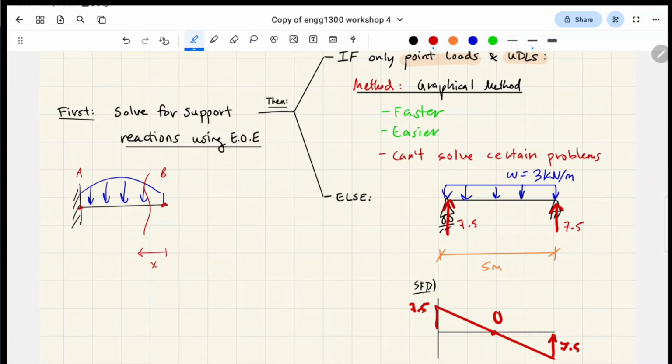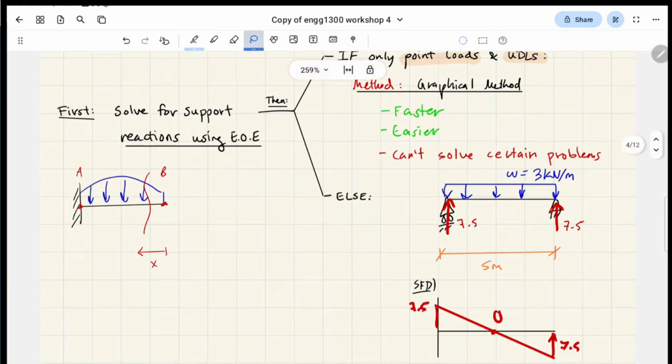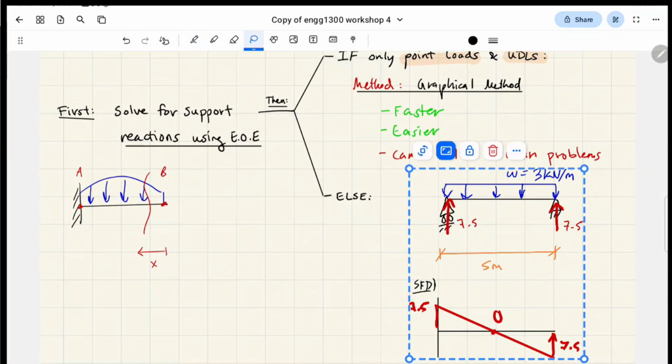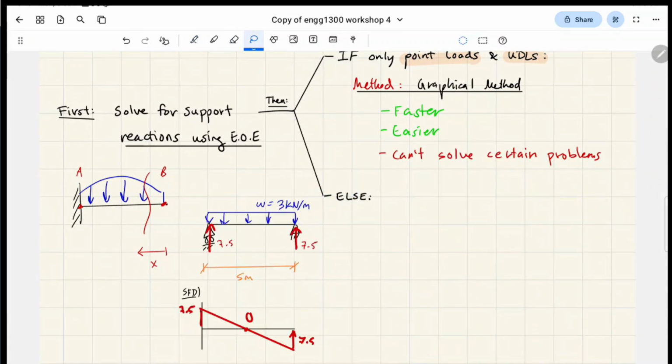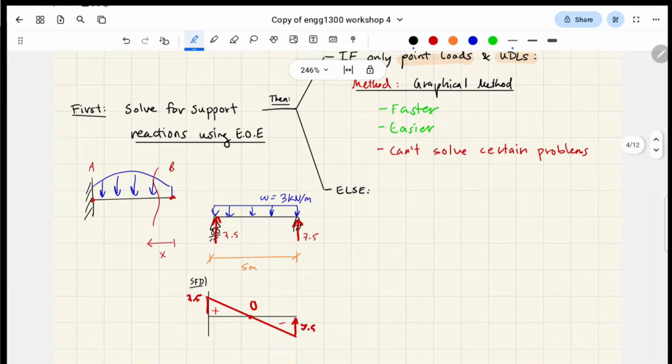So the graphical method is very quick, and I really like it because it doesn't take very long to do questions. But it can't solve certain problems. That's an example of something it can solve. Granted, I haven't drawn the bending moment diagram on that one yet, but you can draw the bending moment diagram quite easily based on the shapes here. We'll get into that a bit more when we do our practice problem.